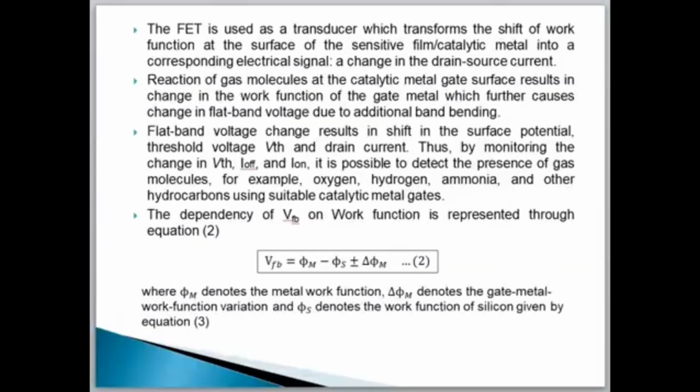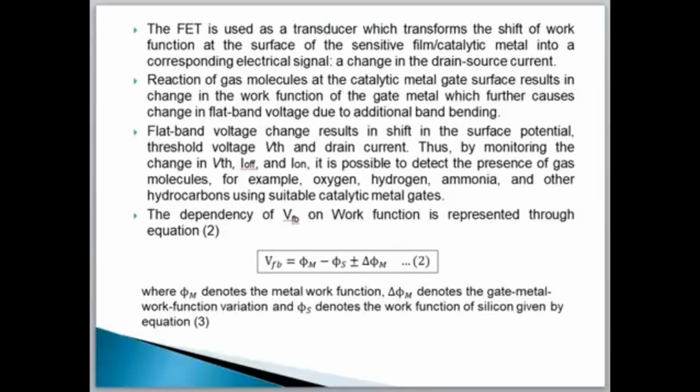Next slide. The FET is used as a transducer, which transforms the shift of work function at the surface of the sensitive film, the catalytic metal, into a corresponding electrical signal, a change in the drain-source current. Simply, the FET is used as a transducer which can transform the variation in the gate metal work function into an electrical signal, which results in a change in the drain current and various factors like threshold voltage, I on/I off ratio, and subthreshold swing of the device.